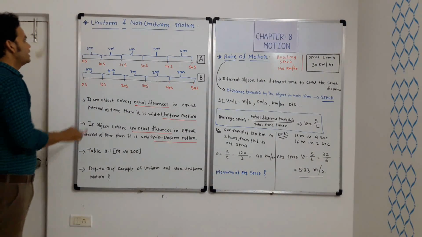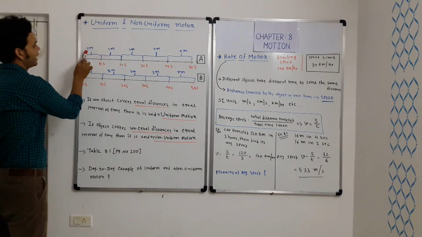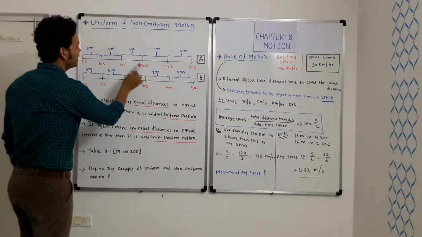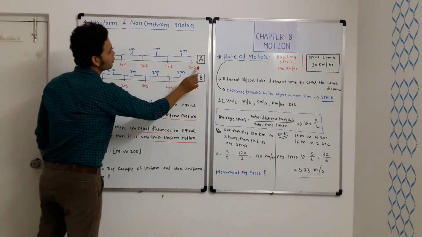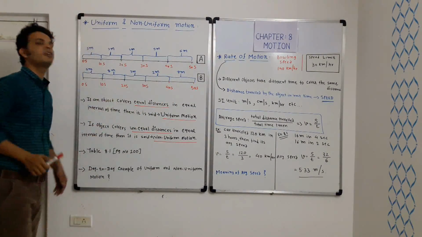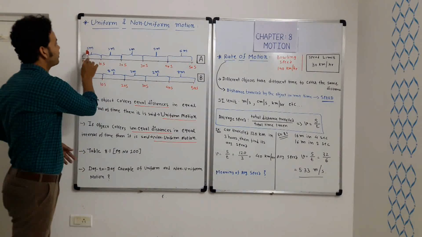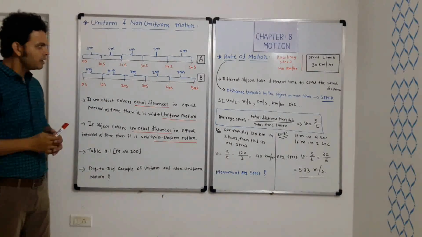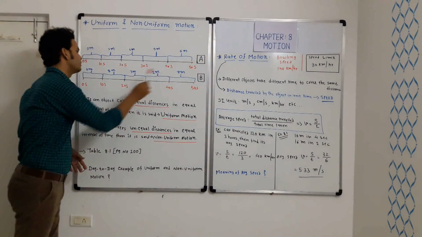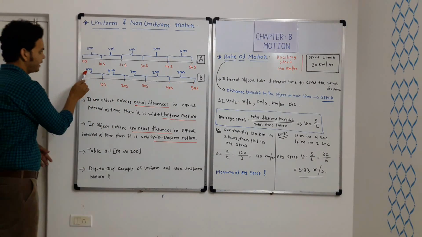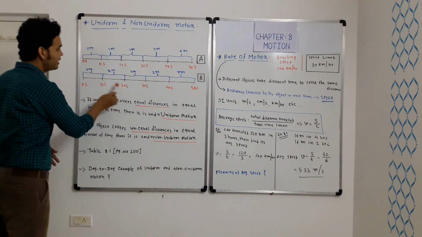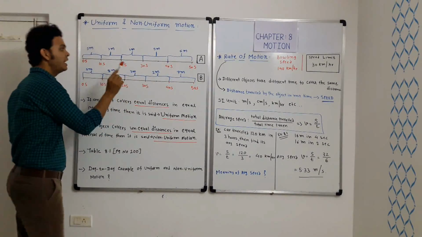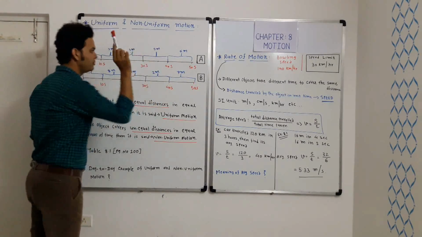So for car A, in the first 10 seconds it is moving 5 meter, in the second 10 seconds it is moving 5 meter, in the third 10 seconds it is moving 5 meter, and so on. So in each interval of 10 seconds it is moving 5 meter. Now let us focus on the motion of car B. In the first 10 seconds it is moving 5 meter. In the next 10 seconds it is moving 8 meter, in the next 10 seconds 3 meter, then 2 meter and then 7 meter.